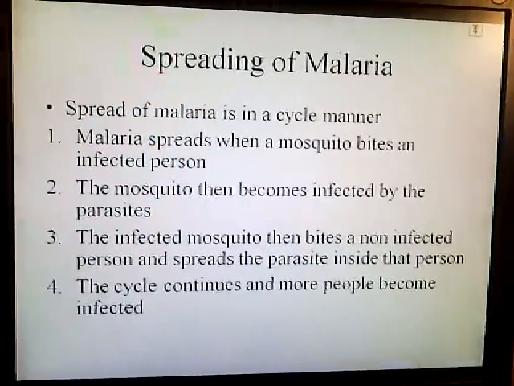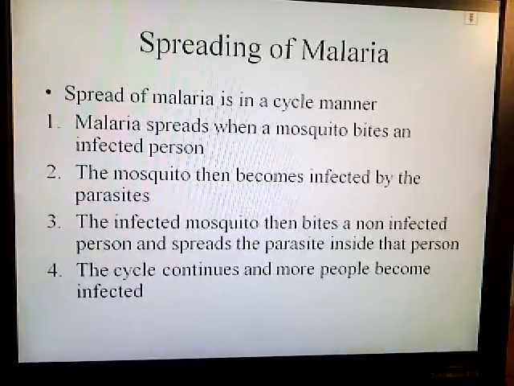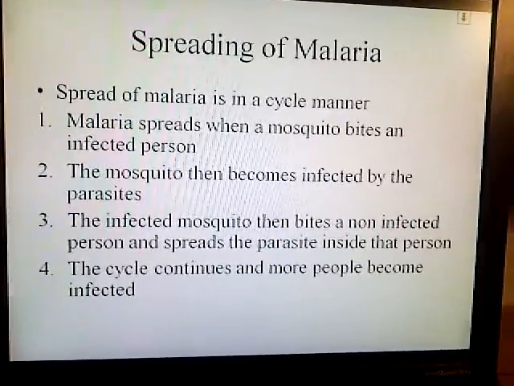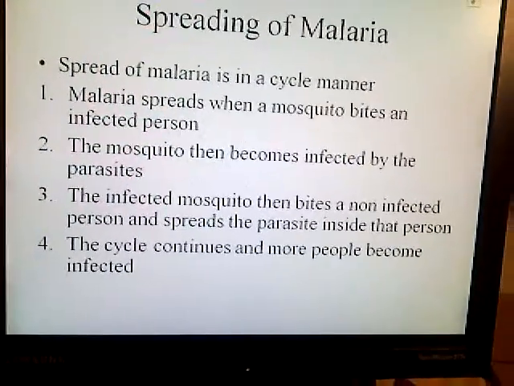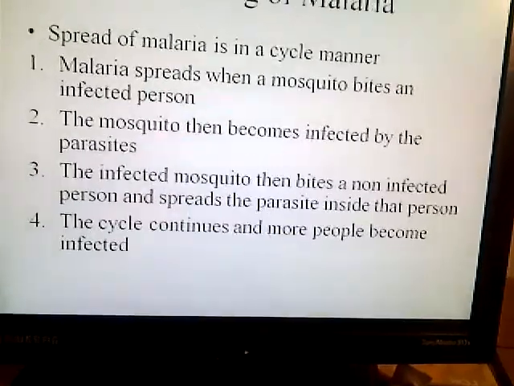The spreading of malaria, how it's spread. Malaria spreads when a mosquito bites an infected person. The mosquito then becomes infected by the parasite, and then the infected mosquito bites a non-infected person, and that's how the parasite is spread, and it's a continuous cycle.